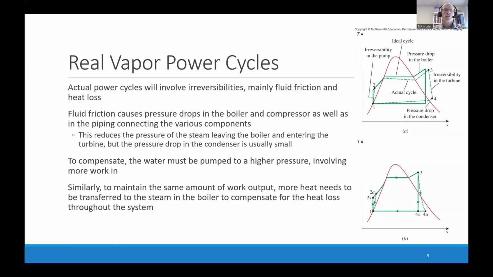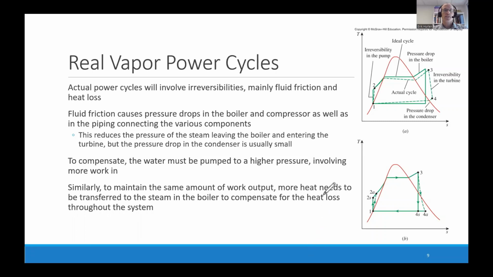The ideal power cycle seen previously ignores all sources of loss and irreversibilities. In real life, these factors exist. They come from fluid friction through the piping components, which reduces the pressure of the steam. This requires more work from the pump to account for this loss of pressure. There's also some heat loss of the fluid through these connections, which again means we need to add more heat in from the boiler to make up for this loss.